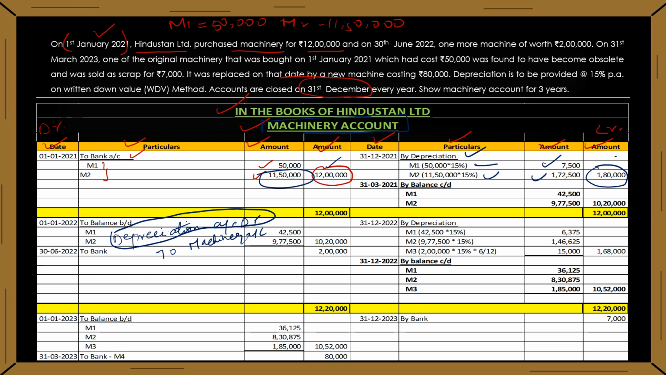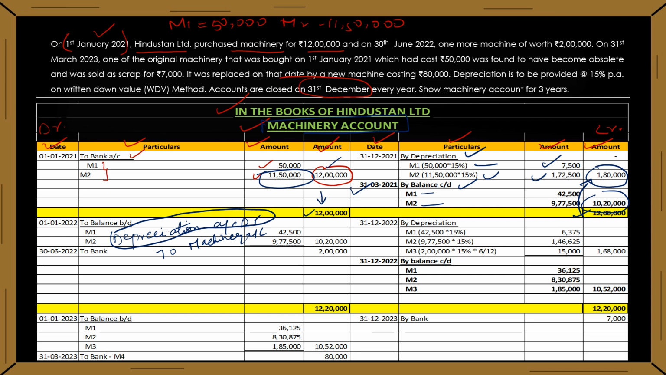Okay. On seeing the ledger account, we find that the total of the debit side is more. So we take the total of the debit side, that is 12 lakhs, on both sides, 12 lakhs, 12 lakhs. Now the balance carried down on 31/12/2021 is 10,20,000, by deducting 1,80,000 from 12 lakhs. But that is not enough. We have to find out the value of M1 and M2 separately.